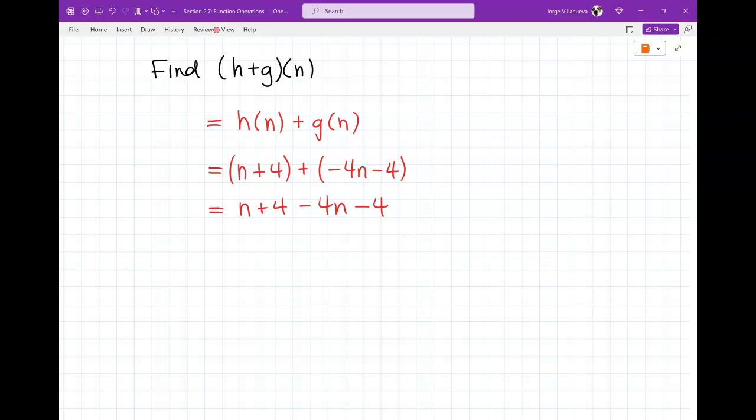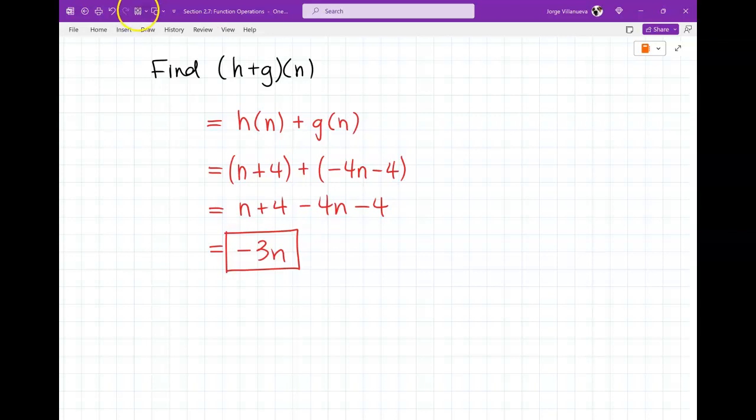Now just combine your like terms. So n minus 4n is going to be negative 3n. And 4 minus 4? 0. So this is your answer. That's it. You don't have to do more than that. Okay? It's just simplify. So that's not terrible, right? You're just writing stuff and combining. That's it. So that's an addition.